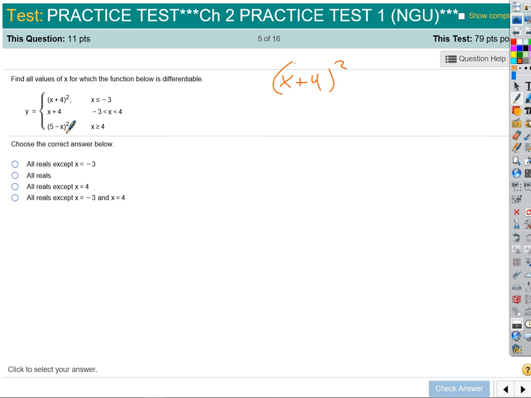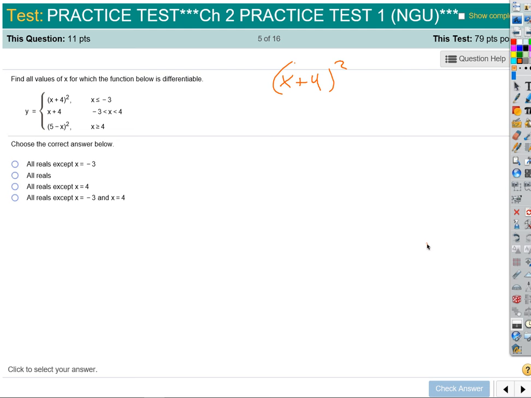The only potential difficulties are going to be where? At the junctions, right? Where the pieces connect. It's possible that it's going to be differentiable, but if there are breaks in the function, if there are discontinuities, then for sure the function's not differentiable, right? The other thing that could happen is we could get a sharp corner. We could get different derivatives from the two sides, right? So let's explore those. Let's look at the junction at -3, right? Because that's where we connect the top piece and the middle piece, right?